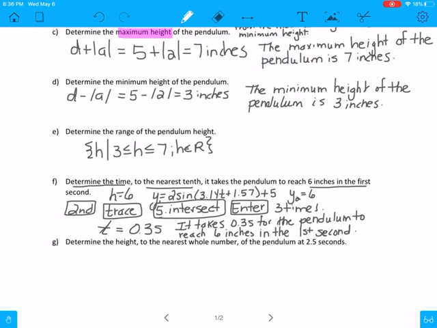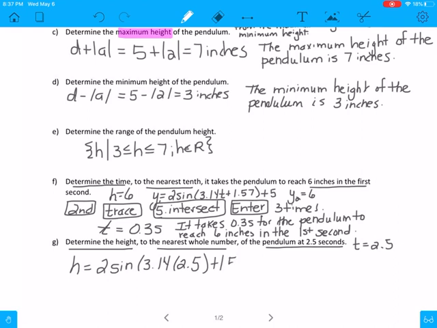Now here it says determine the height to the nearest whole number when the pendulum is at 2.5 seconds. So they gave me t. Only if they give me h do I need to do any fancy crazy calculations. If they give me t, I can just fill it into the formula. So the formula is h equals 2 sine of 3.14 times 2.5, so that goes in for my t, plus 1.57, bracket, plus 5.